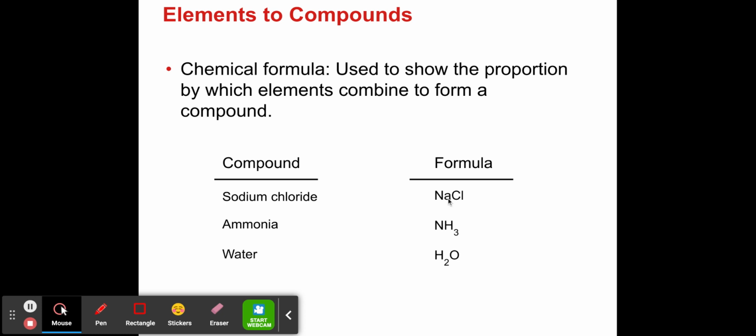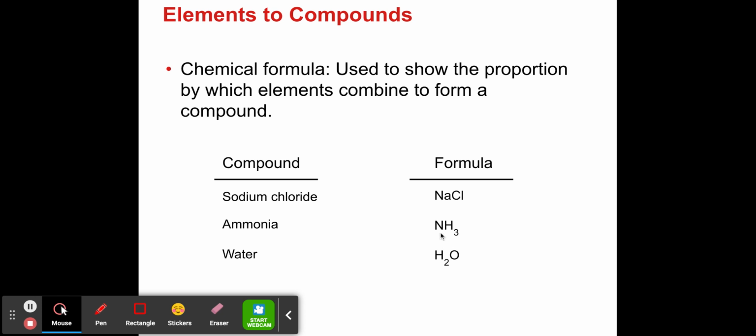So after each symbol, when there is no subscript, it means that there is an invisible one. What that means is there is one atom of sodium in this compound and one atom of chlorine. Now, pause this video and think about it for a second. How many of each atom do we have in this formula?